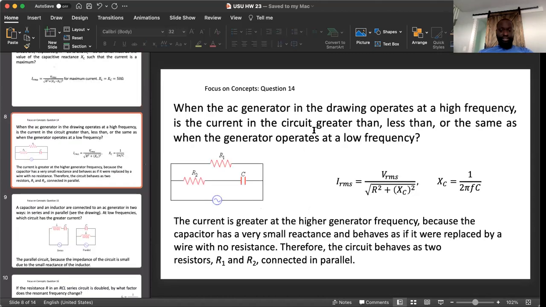Focus on concept question 14, which says, when the AC generator in the drawing operates at a high frequency, is the current in the circuit greater than, less than, or the same as when the generator operates at low frequency? Okay, so we're going to use these formulas. So the current is greater at higher generator frequency because the capacitor has very small reactance. So when the frequency is high, you see here, it's just a capacitor and a resistor circuit. When the frequency is high, you're going to get small reactance. So when your reactance is small, you're going to get high current. Is that okay?